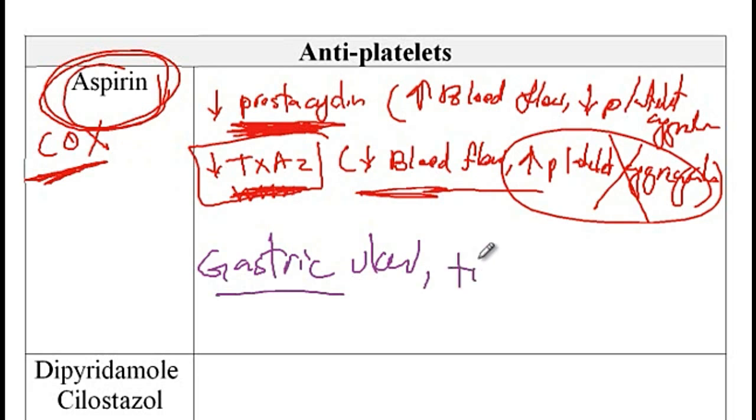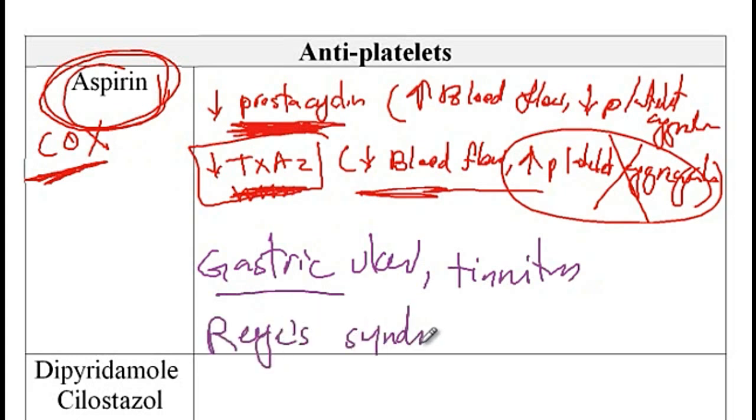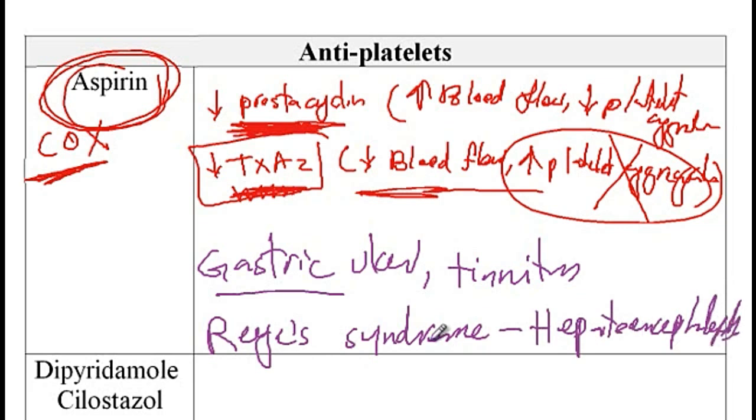There's also risk of tinnitus. And then finally, if you give aspirin to young individuals, they can develop Reye's syndrome. So children that have viral infections, if their parents start treating them with aspirin for their fever, they will develop hepatoencephalopathy, and this is referred to as Reye's syndrome.